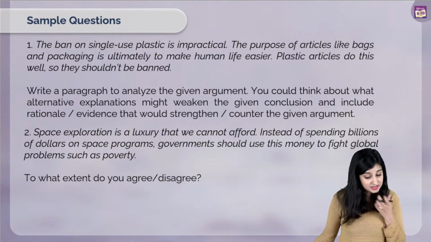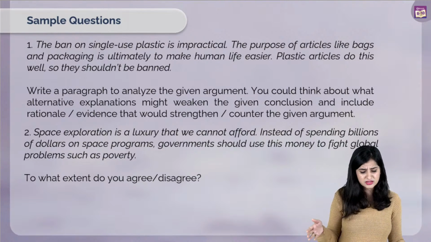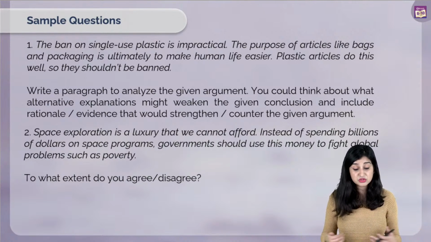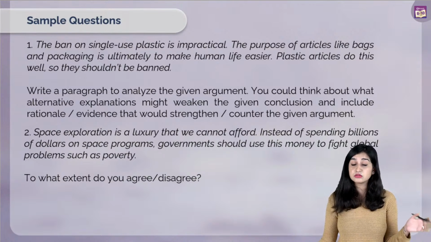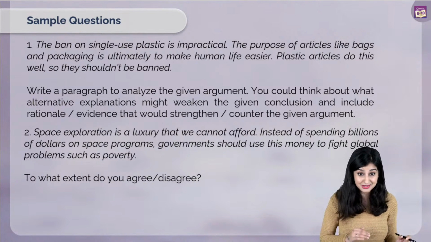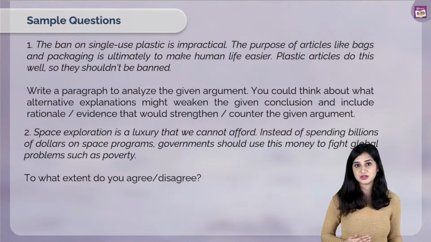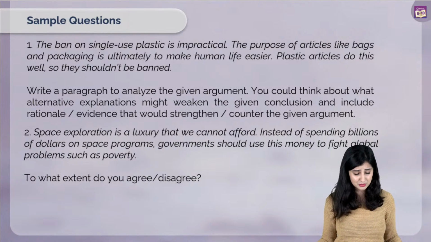So here we can write a paragraph to analyze the given argument. You could think about what alternative explanations might weaken the given conclusion and include rationale or evidence that would strengthen or counter the given argument. So you can agree with this argument, you can disagree with this argument. If you agree with this, you have to give reasons why you agree. If you disagree, again, you have to give reasons why you disagree, but you need to take a stance. It's good to take a stance, either agree with it or disagree with it, okay?